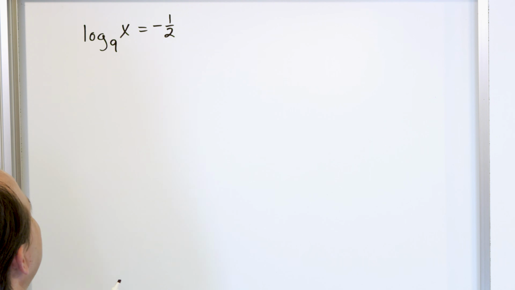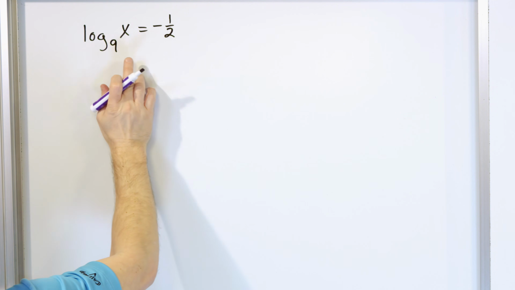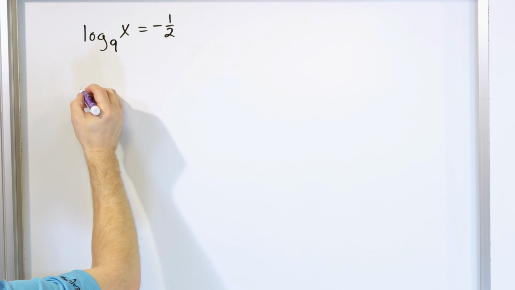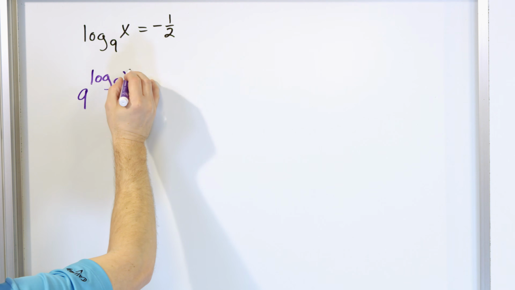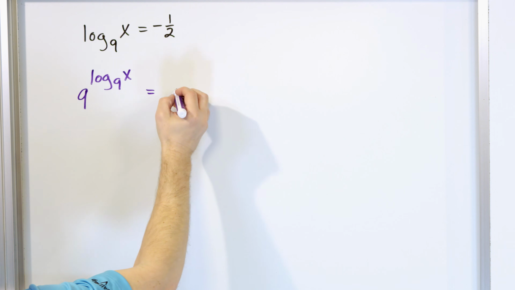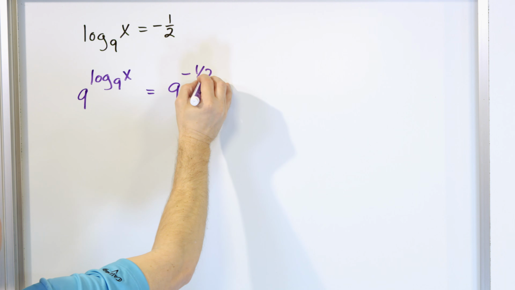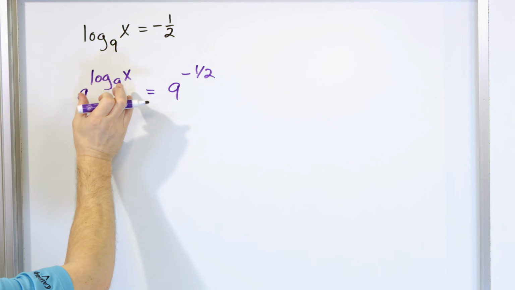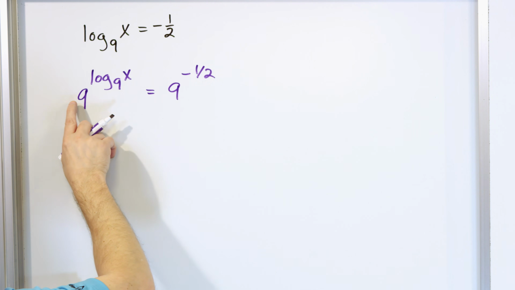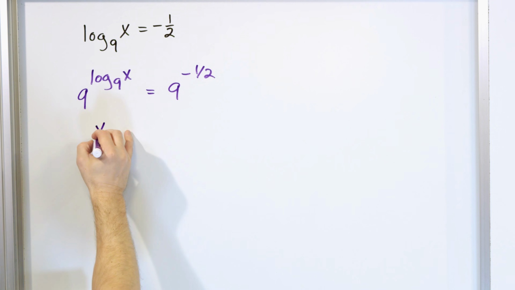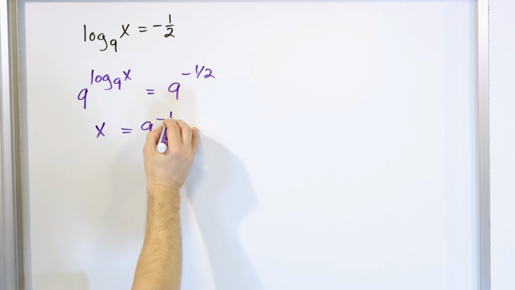We would have to do the exponential to both sides. We have to use the exponential, but it has to be the same base. So I can write this as 9 to the power of log base 9 of x. And then if I do that on the left, I have to make it 9 to the power of negative 1/2 on the right. I make this an exponential with a base 9, this an exponential with a base 9. I know I have the same bases. The exponential cancels with the log, so I'm left with x equals 9 to the negative 1/2.